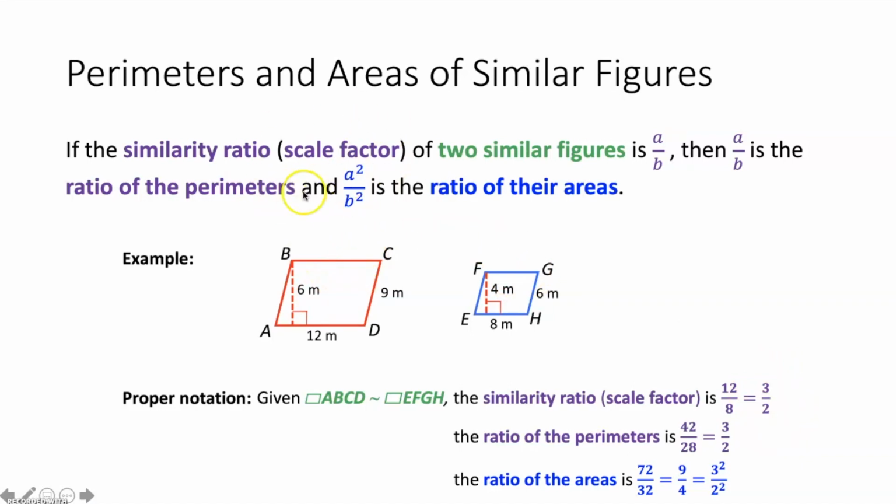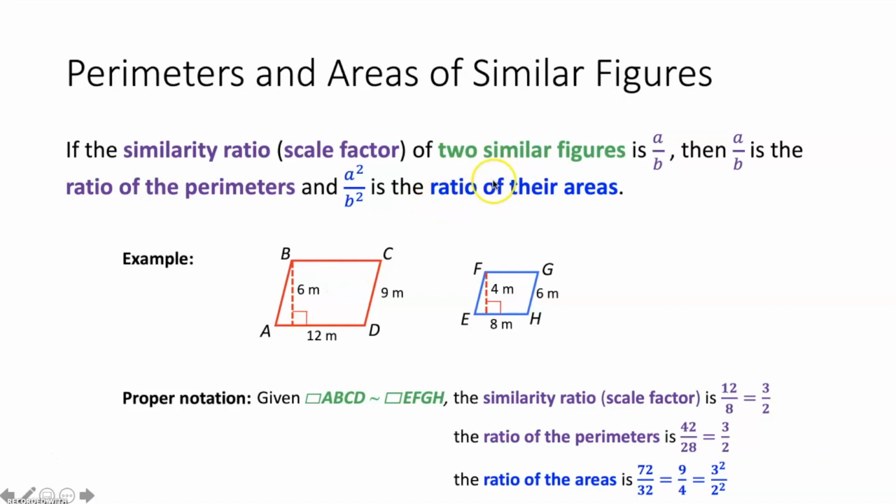Now what this up here is saying is that if I were to find the perimeters of both of these similar parallelograms and simplify that ratio down, it would be the exact same ratio as my similarity ratio or scale factor, 3 over 2. So if I were to find the perimeter of parallelogram ABCD here, it would be 42 meters. If I were to find the perimeter of parallelogram EFGH here, it would be 28 meters. And 42 over 28 simplifies down to 3 over 2. And you see that it does in fact equal the exact same ratio as our similarity ratio.